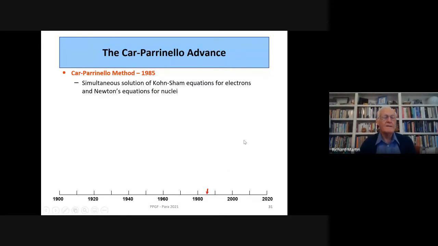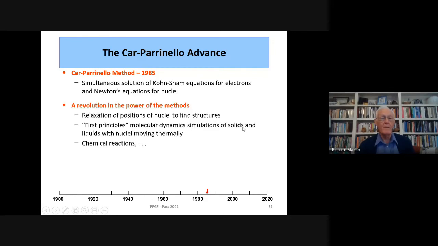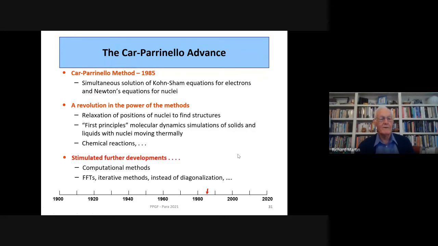So that was simple structures. The thing that allowed density functional theory to be applied to complicated systems was the Car-Parrinello method that allowed you to move the nuclei around, find the equilibrium structures, and deal with very complicated problems, liquids. It opened the windows for many more applications, and it opened the windows for new developments too. The exact method that's used by Car and Parrinello is not used now, but it uses the clever methods that are used now, the fast Fourier transforms and iterative methods that have stimulated the advances in all of the methods that are used nowadays.